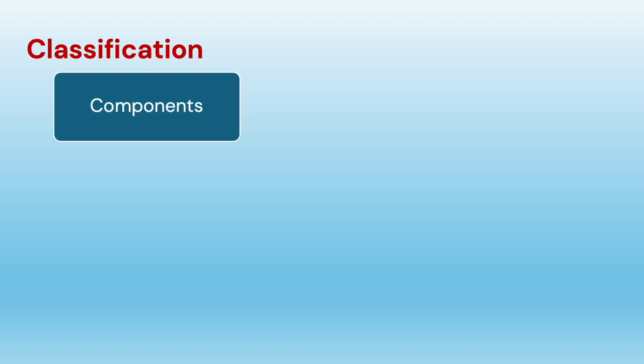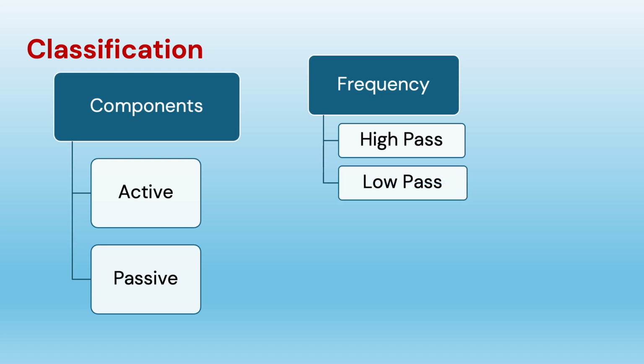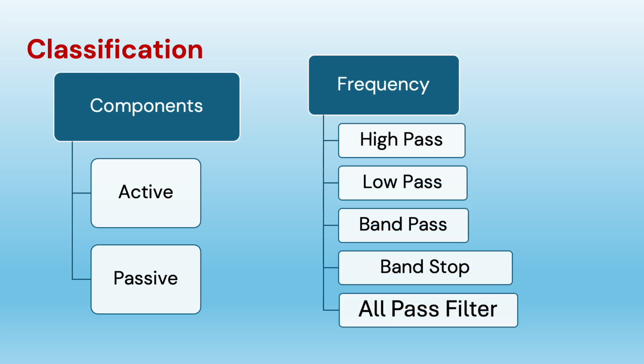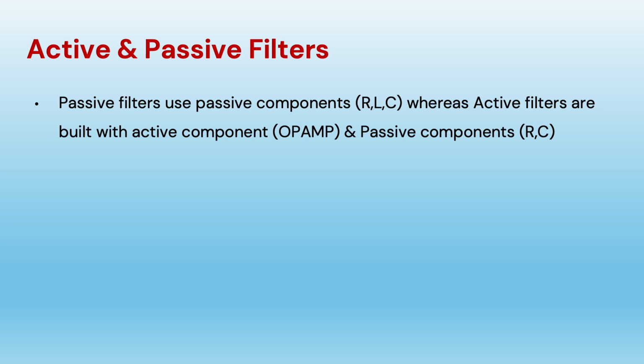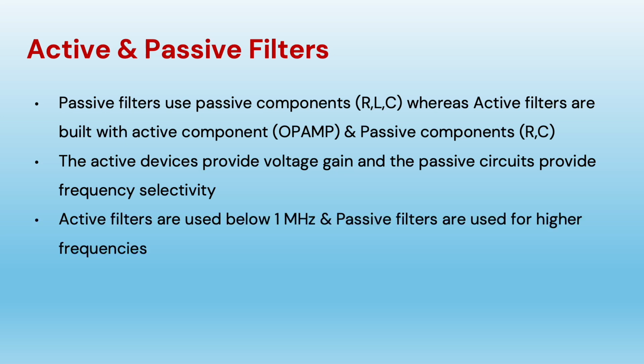The classification of filters: based on the components which are used in the filters, we have active and passive filters, and based on the frequency we have high pass, low pass, band stop and all pass filters. Passive filters use passive components, that is they use resistor, inductor and capacitor, whereas in active filters we use active components like amplifiers. Operational amplifier is used with passive components, that is R and C. In the filter, the active devices are used for providing voltage gain. Op-amp provides the gain, and the RC circuit, which is the passive circuit, is used to provide frequency selectivity.